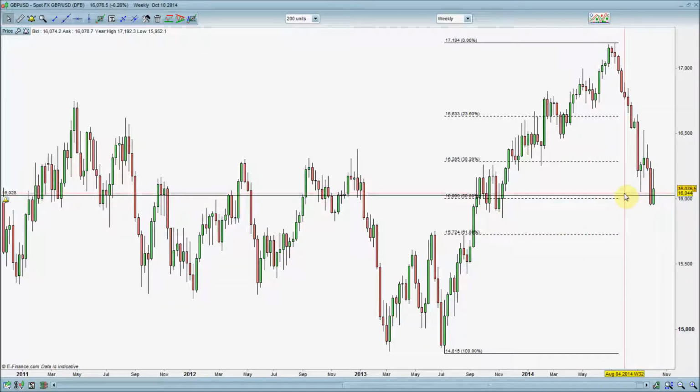So I do think that we could well see this pound be pushed down at the start of the week and then start to rally by the end of the week. Okay, so keep an eye on that and look out for that turnaround midweek. Okay, so moving on to the euro chart.